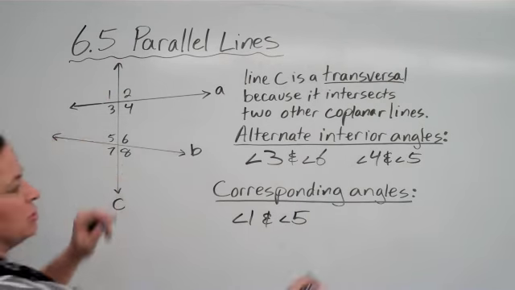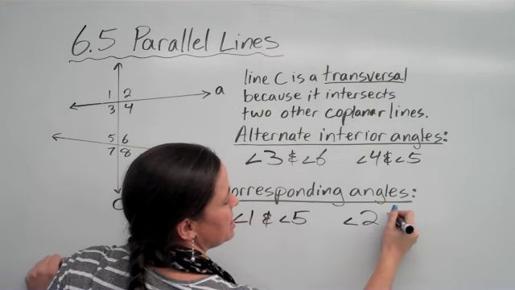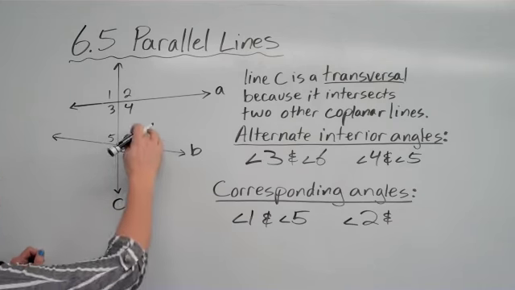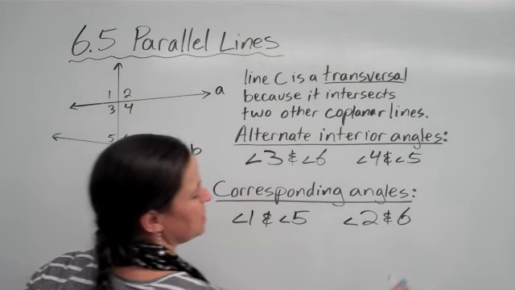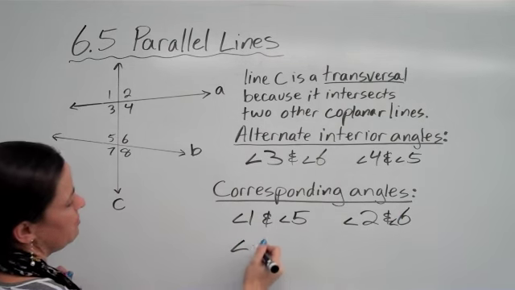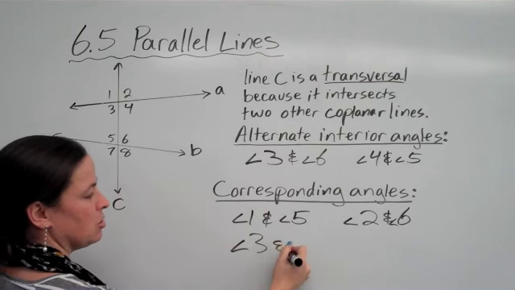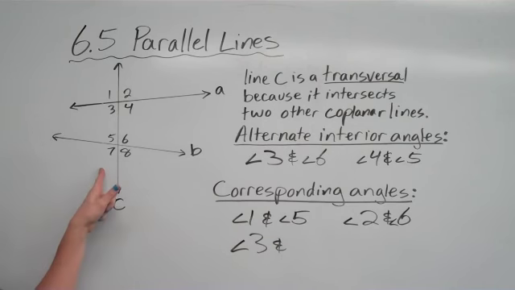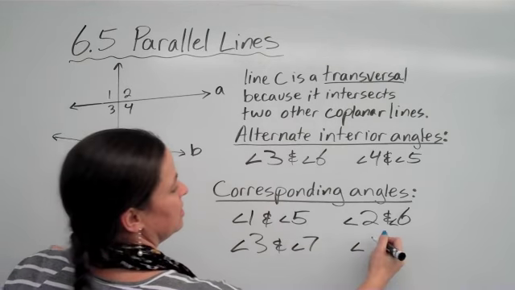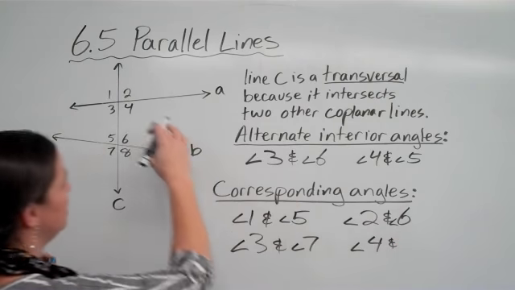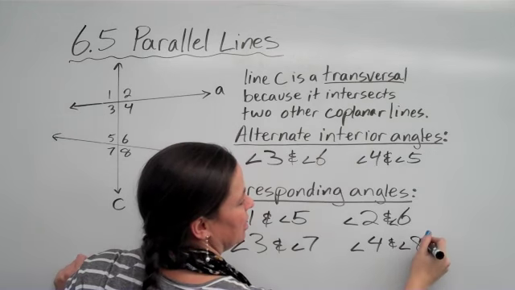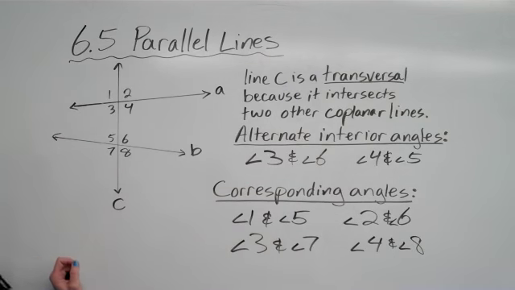And if we talk about angle 2, it's in the top right-hand corner. So what over here is in the top right-hand corner? Angle 6. So these are corresponding because they're in the matching corners. All right, can you finish it off? Angle 3 is corresponding with, that is correct, angle 7. And there's only one option left. That is angle 4 is corresponding with angle 8. They are corresponding because they are in matching corners.